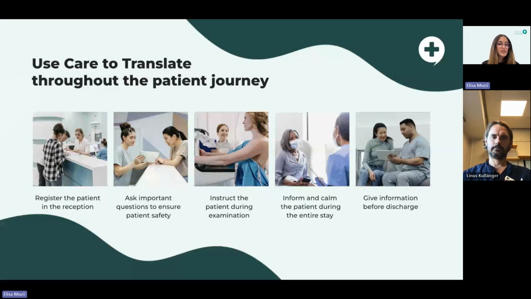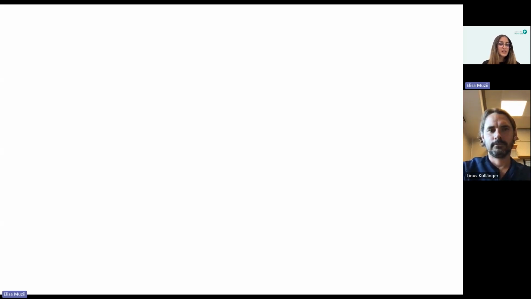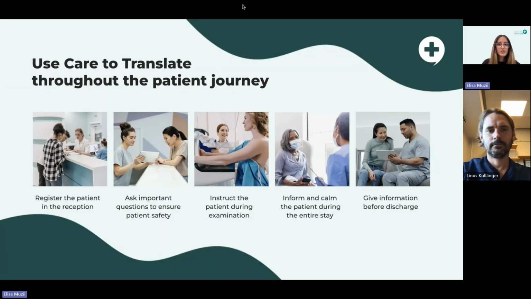You can use Care to Translate throughout the patient journey, for example, to register patients at reception, to ask patient safety questions, to inform and reassure patients, as well as to provide relevant information at discharge. So that was a short introduction of Care to Translate, and now I will actually show the app so you can see what it looks like and how to use it.